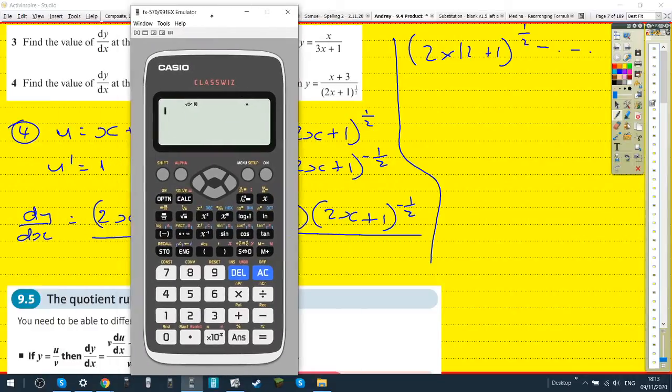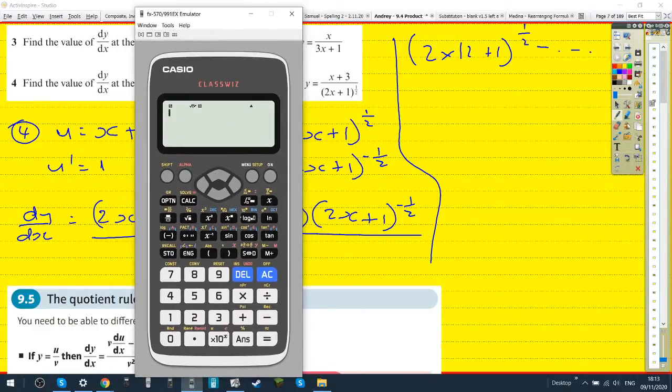And to check your answer, we could use the shift function for d by dx. The fraction would be x plus 3 on the top, bottom would be 2x plus 1. I have a suspicion about this one. To the power of 1 over 2, and x equals 12. X equals 12. It's 0.08. That's not bad. Let me just press answer.